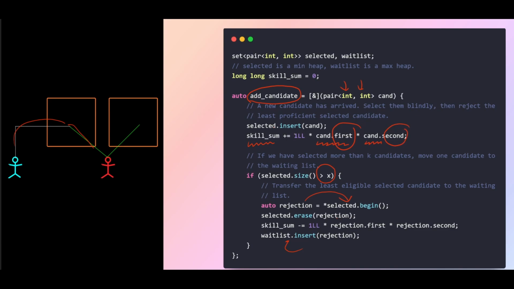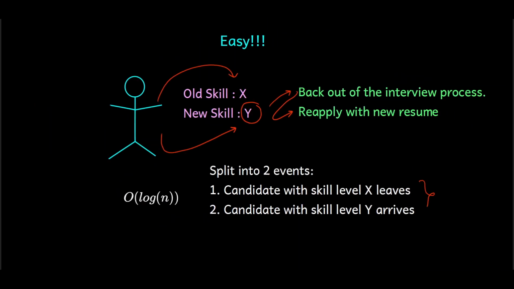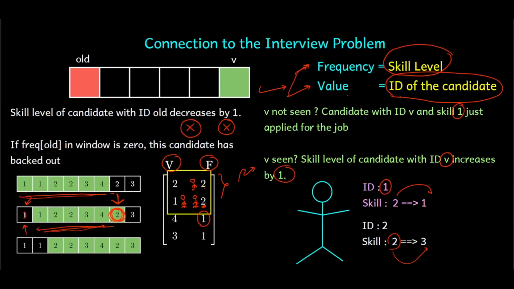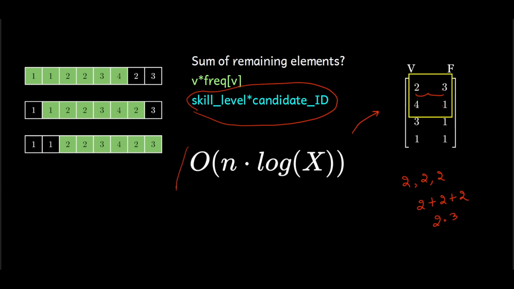So whenever you are inserting something to the selection list, you increase your skill sum by this amount, and whenever you are taking out something from the selection list, you decrease it by that same amount. And the time complexity of this algorithm would be n into log x, because every time an event occurs, that is every time a window slides, all we are doing is just some transfer of elements from a min heap to max heap and vice versa.